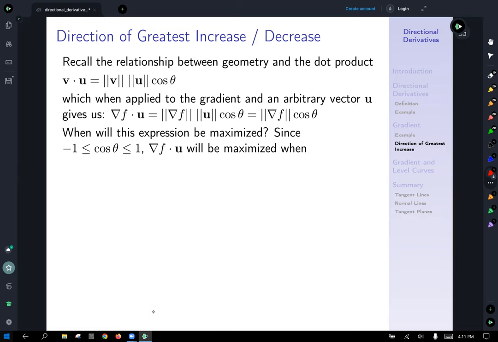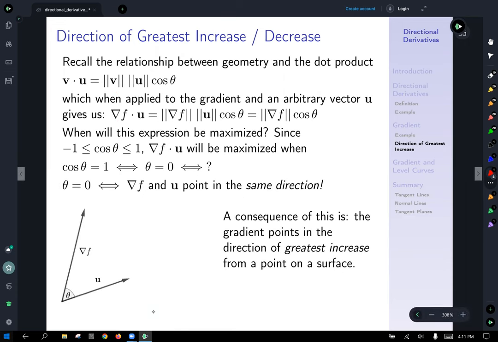And so the largest value of anything multiplied by cosine is going to be when cosine of theta is equal to 1. And cosine of theta is equal to 1 when theta is equal to 0. Well, theta is the angle between these two vectors, isn't it? Theta is the angle between vectors u and v. In our case, u and v are del f and u. And so if the angle between them is 0, that means that the gradient is pointing in the same direction as our unit vector. And the consequence of this is that the gradient always points in the direction of greatest increase from a point on our surface.